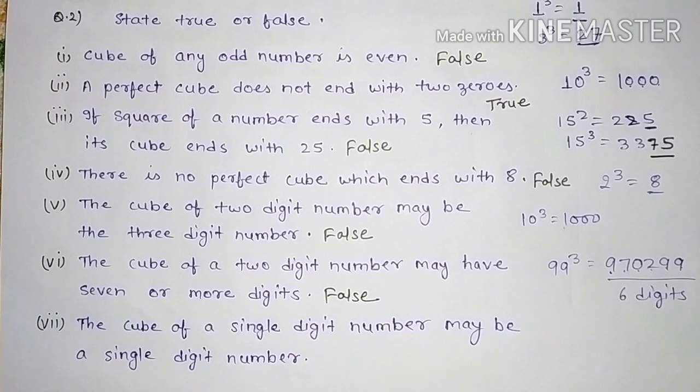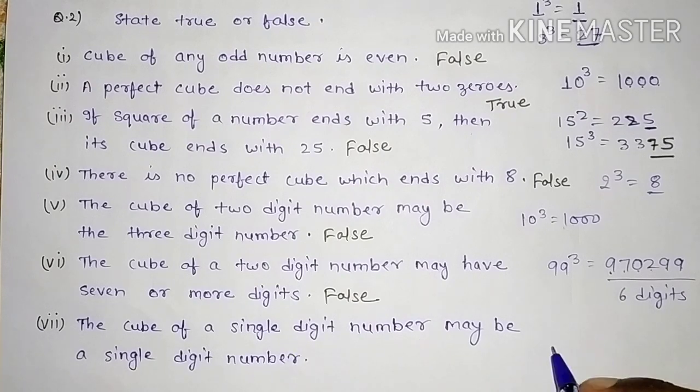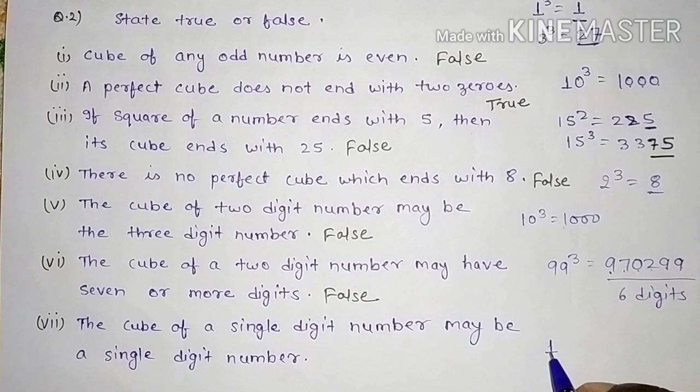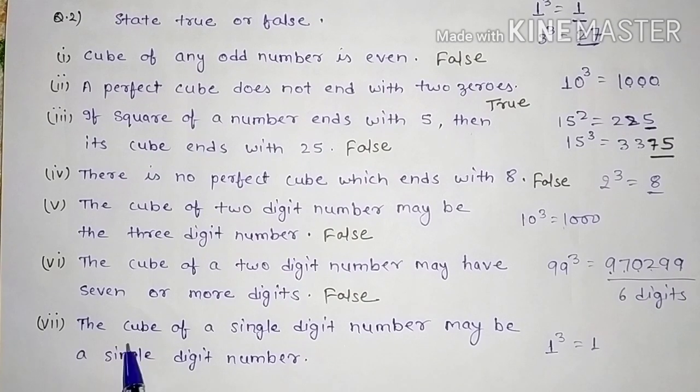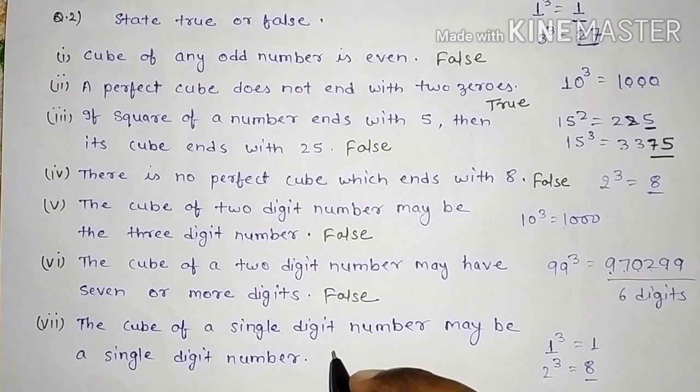Now question number 7. The cube of a single digit number may be a single digit number. So here we can take an example as 1. 1 is a single digit number and the cube of 1 is 1 also. So this is a true statement. The cube of a single digit number may be a single digit number. Again take another example. The cube of 2 is 8, and it is also a single digit number. So this statement is true.